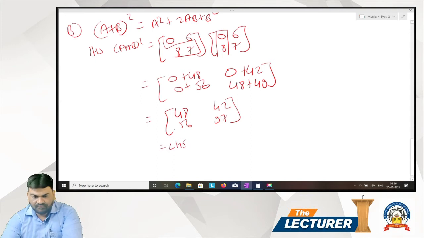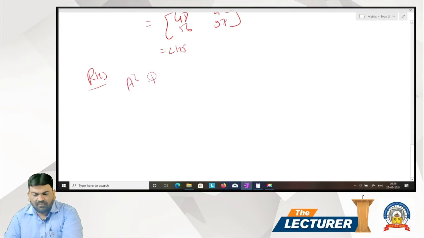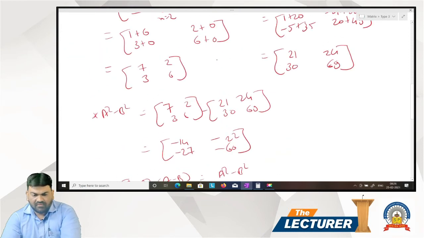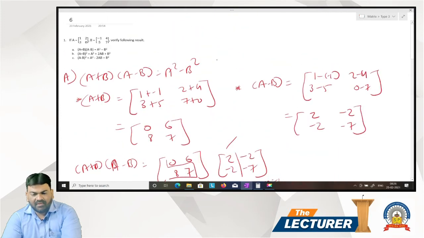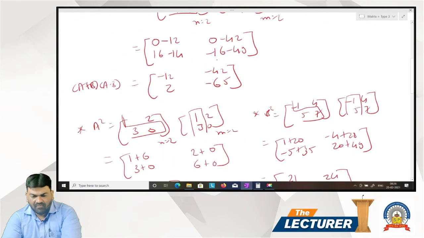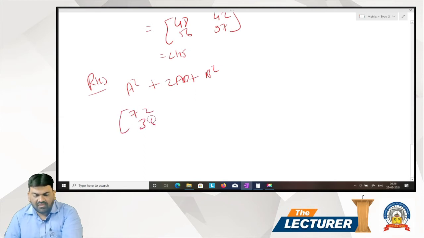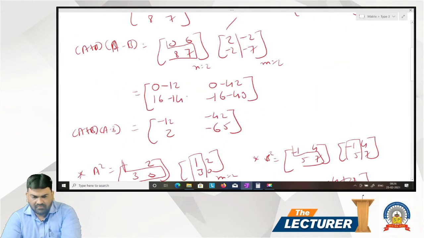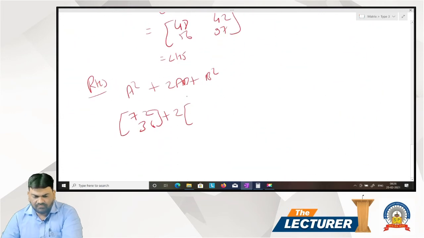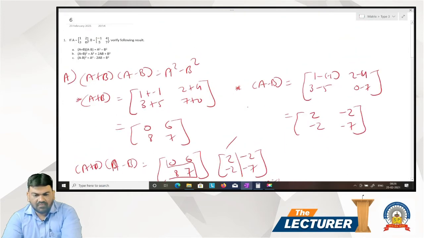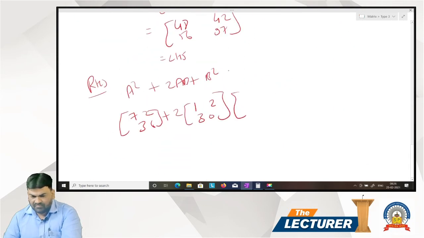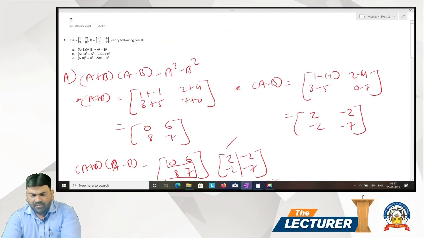Now right hand side: A square plus 2AB plus B square. A square, A multiplied by A, we have already A square, 7, 2, 3, 6. Plus 2AB. A is 1 2 3 0 multiplied by B, minus 1 4 5 7. Plus B square. B square we already have.